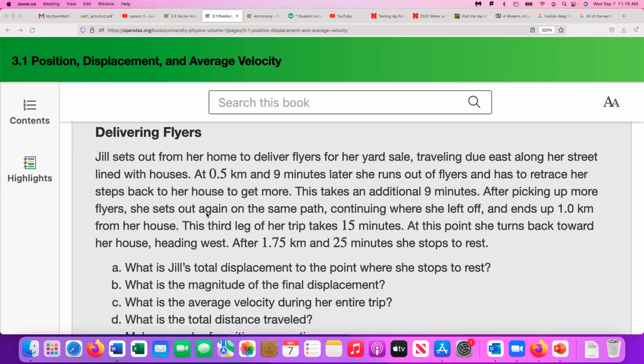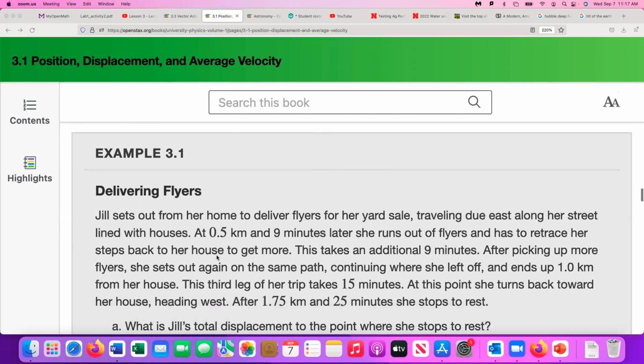So here we have Jill sets out from her home, delivering flyers at a yard sale, traveling due east, lined with houses. At 0.5 kilometers, 9 minutes later, she runs out of flyers, retraces her steps back to her house. So she's going back 0.5 kilometers, takes an additional 9 minutes, picking up more flyers. She sets out again, same path, ends up 1 kilometer from her house. Third leg takes her 15 minutes. At this point, she turns back toward her house, heading west. After 1.75 kilometers in 25 minutes, she stops to rest. So what is Jill's total displacement to the point where she stops to rest?